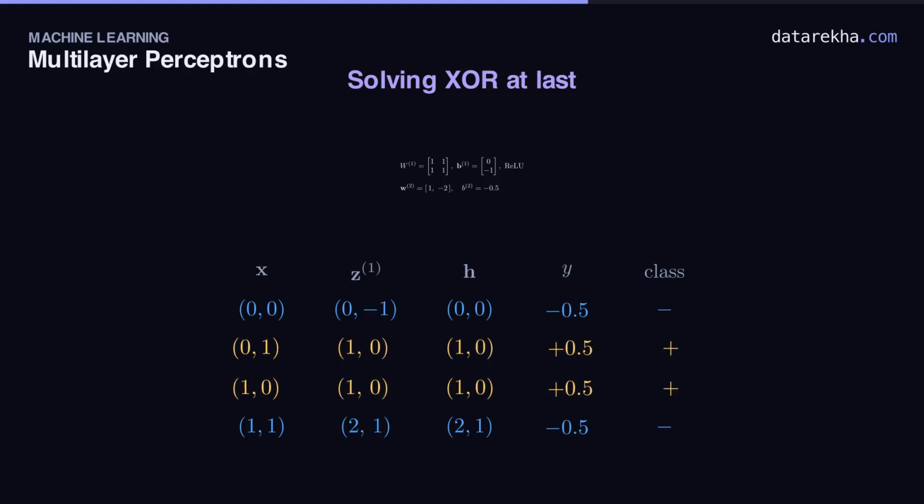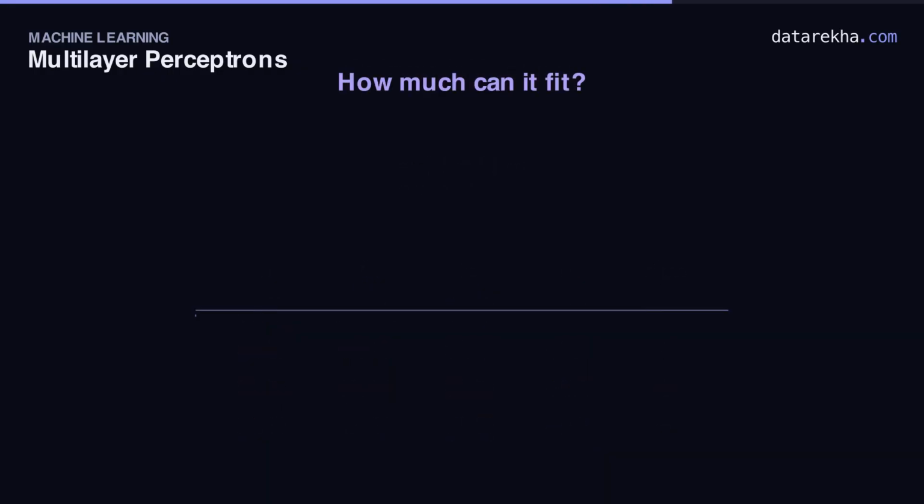There it is. The wall that stopped one neuron, cleared by a single hidden layer. That folded, piecewise boundary is something no straight line could ever draw. This is the whole reason we go deep. One last idea, and it's a remarkable one.